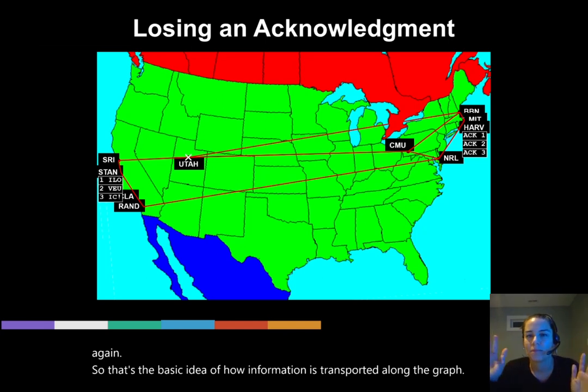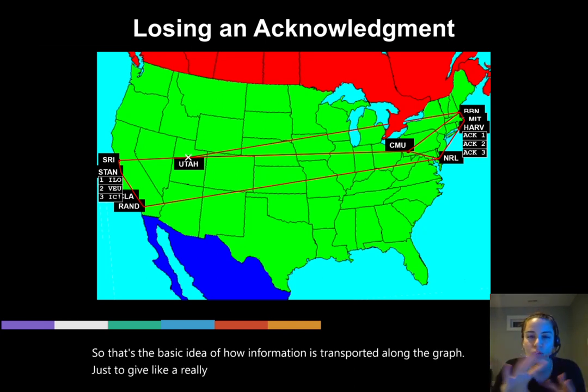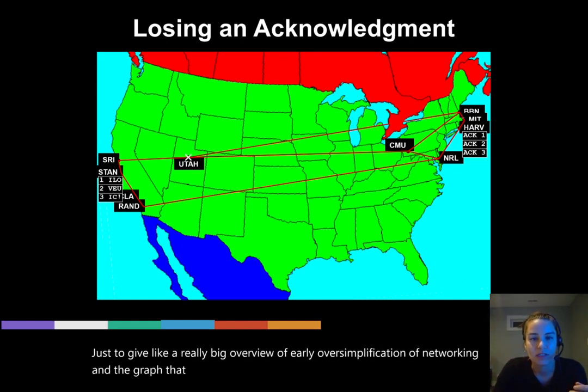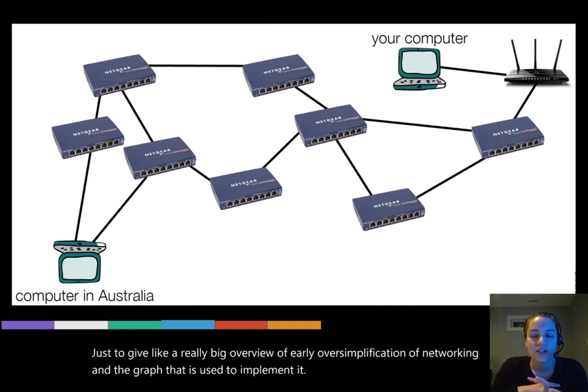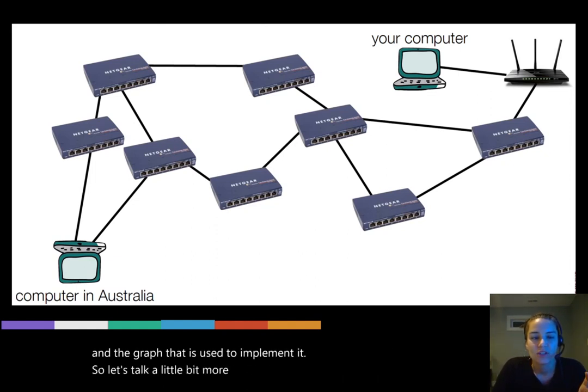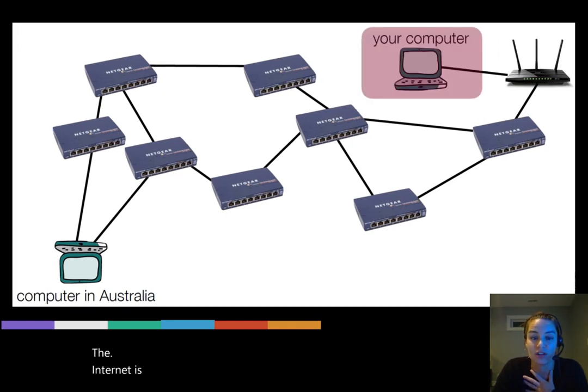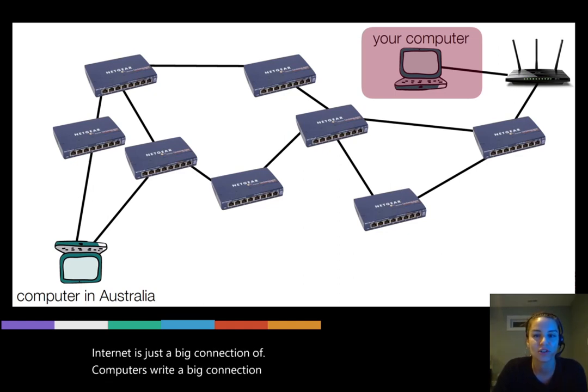Just to give a really big overview, a really big oversimplification of networking and the graph that is used to implement it. So let's talk a little bit more about this graph. The internet is just a big connection of computers, right? A big connection of internet connected computers.